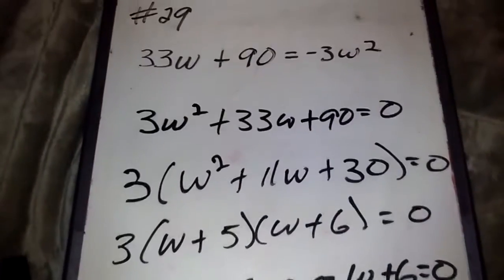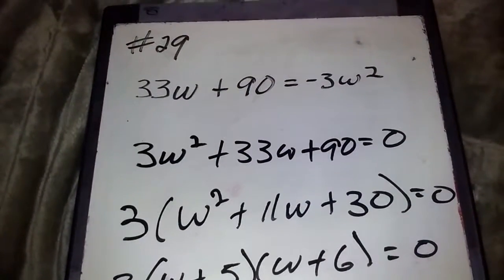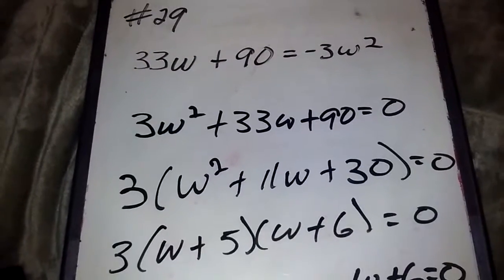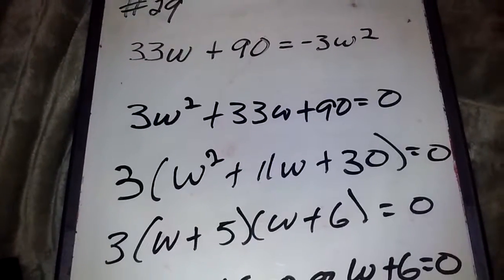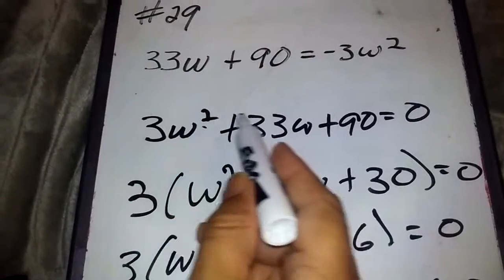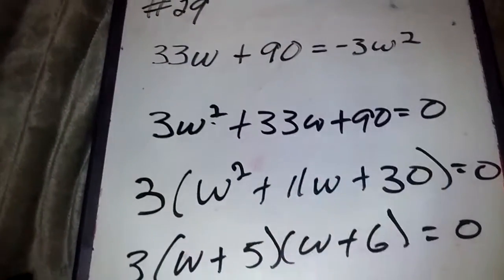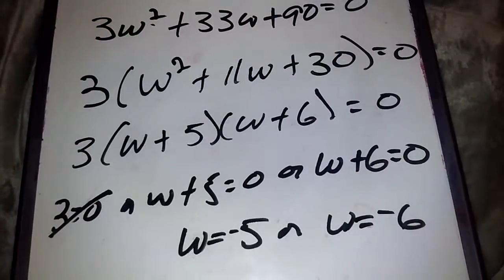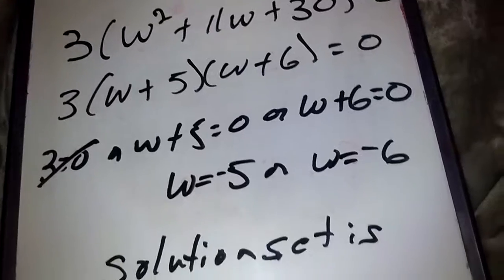So here you have the whole entire process, number 29 in our text. And you can see that no matter what type of quadratic equation you have, you must set it equal to 0, and it must be in descending order in order for us to factor it correctly here. So here's the process to the whole entire equation.